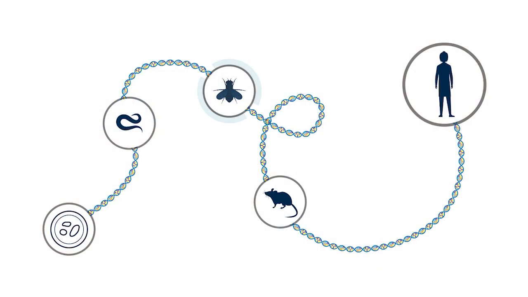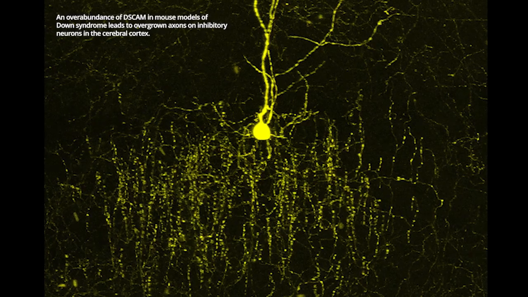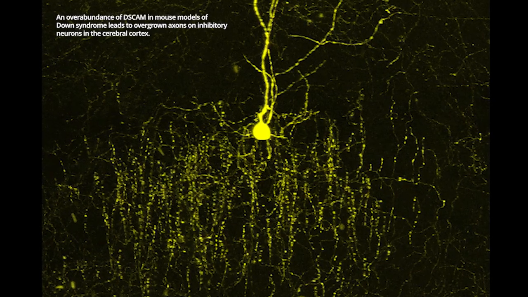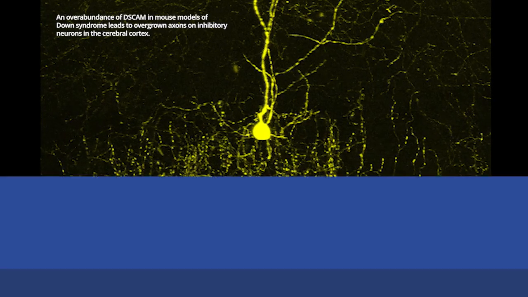So naturally, the next question was whether the increased amount of this DSCAM protein leads to neuronal changes that are similar to what we observed in fruit flies. To answer that question, we used the Down syndrome mouse models. Our study on DSCAM showed that DSCAM causes an excessive number of inhibitory connections in the mouse brain.